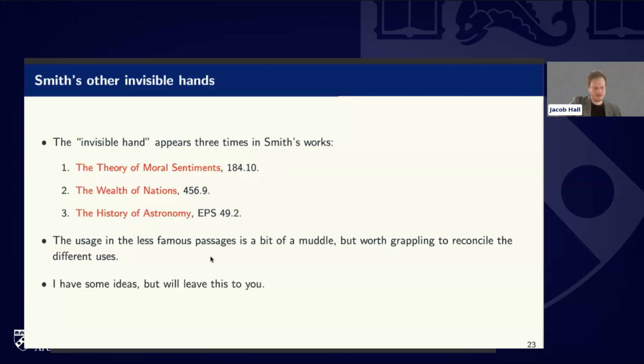These usages are admittedly a bit of a muddle. It's not obvious what they're talking about and how these 3 different invisible hands relate to each other, but it's worth grappling with and trying to reconcile these differences. I have some ideas. Other people have ideas. You can look at some of the scholarship, but I'll leave this up to you to work out philosophically.